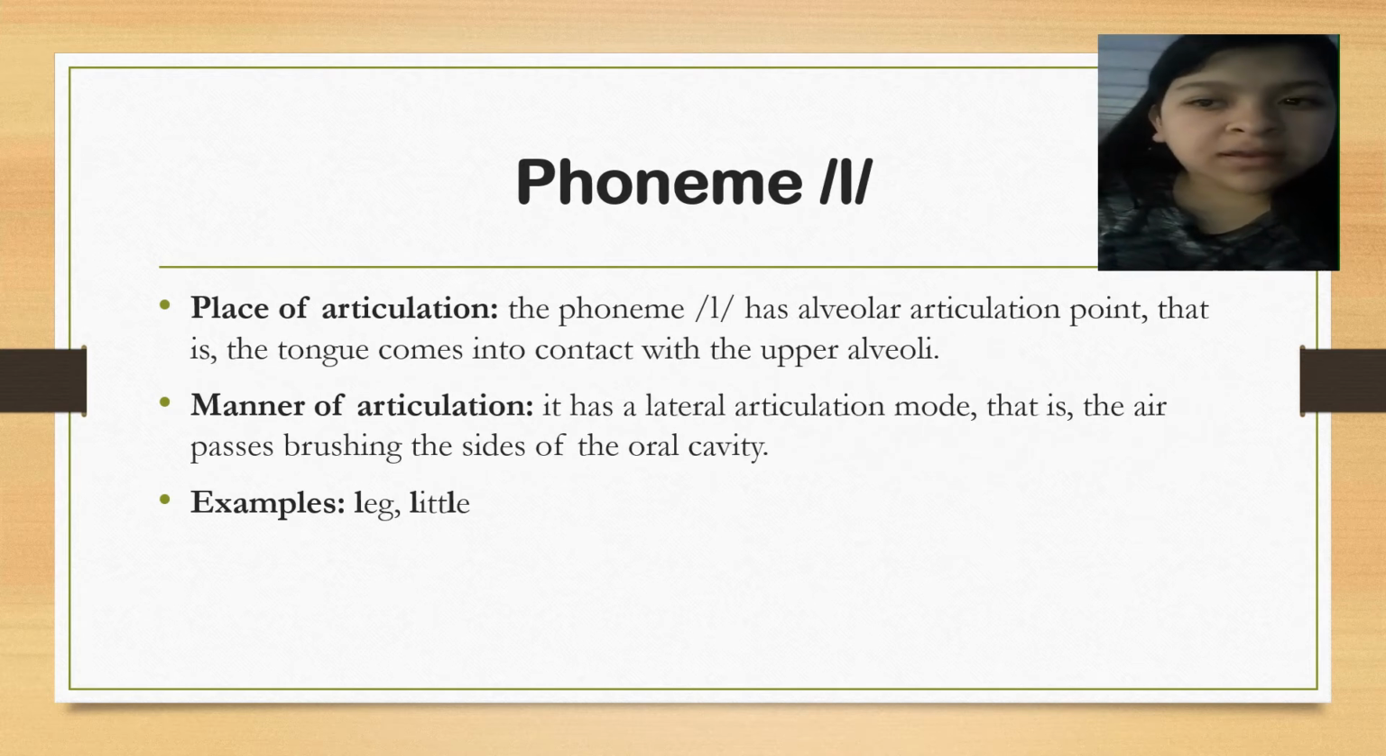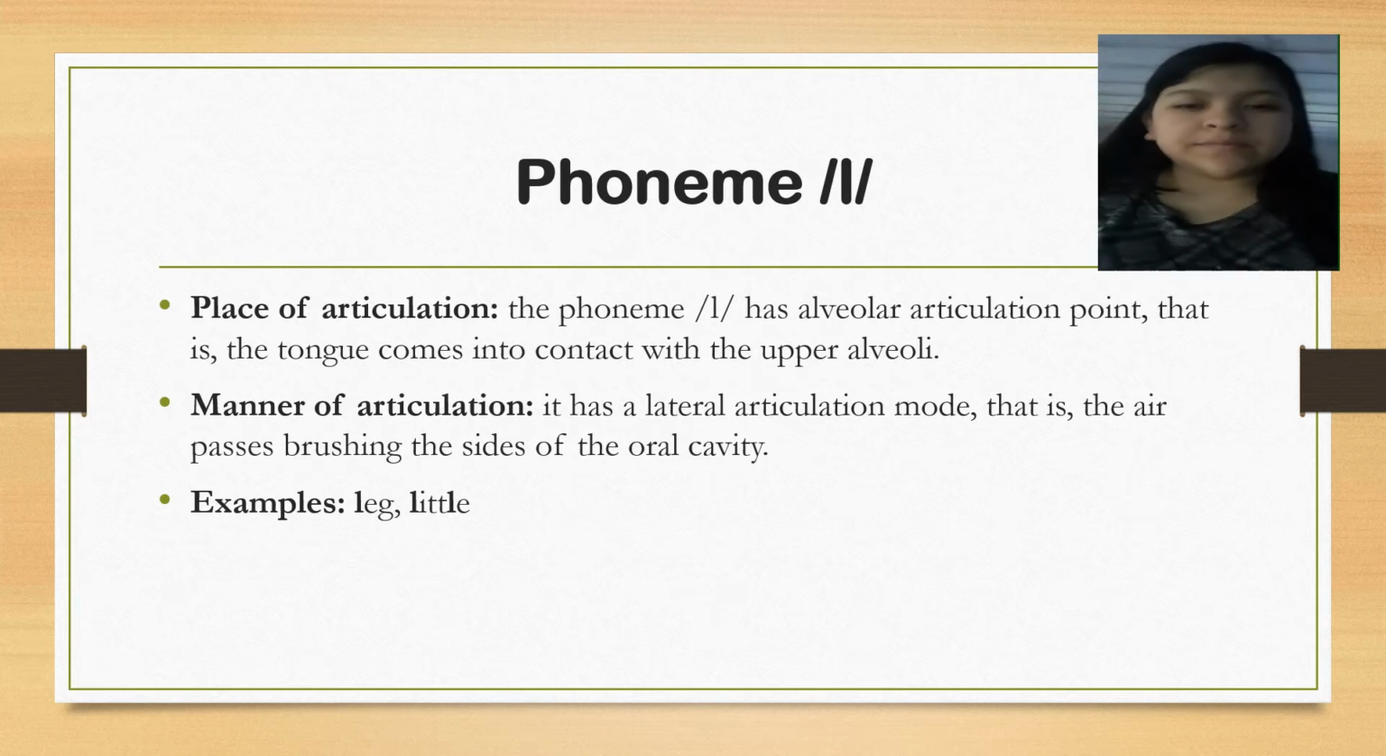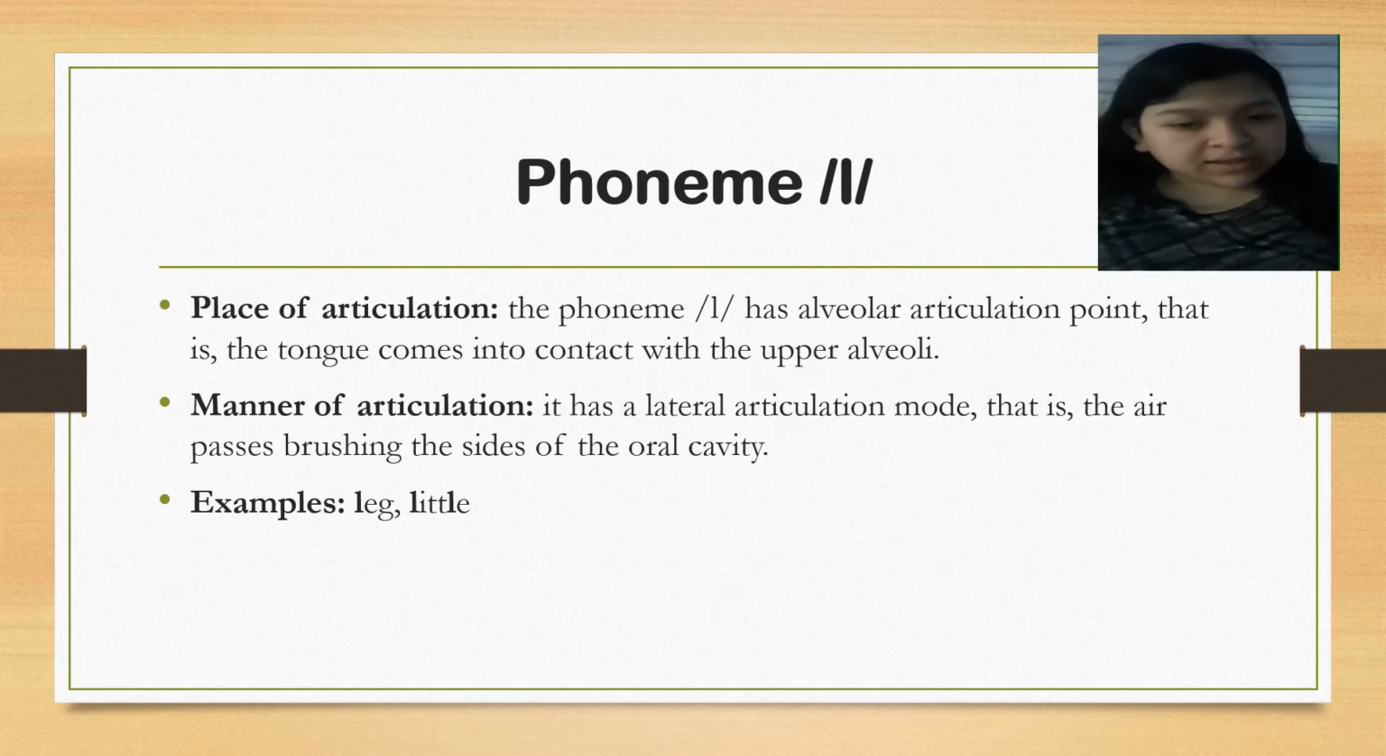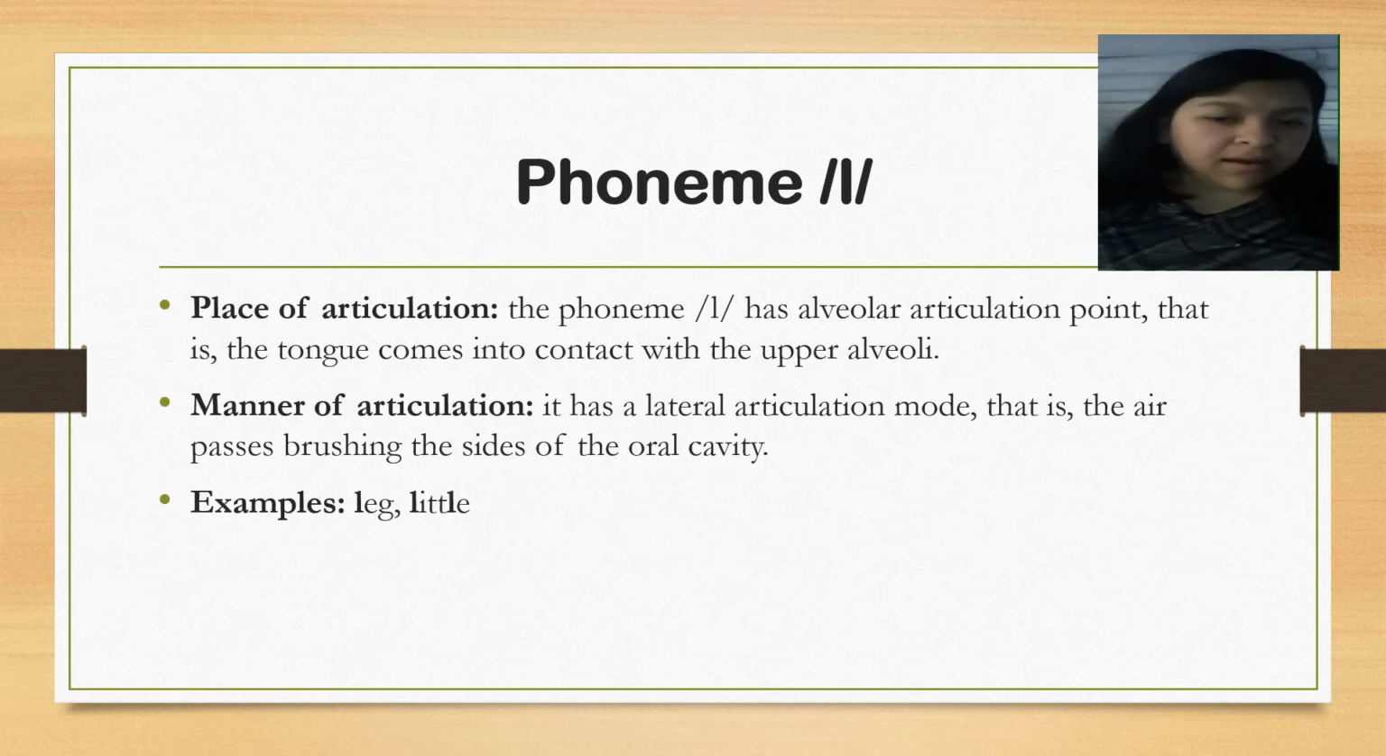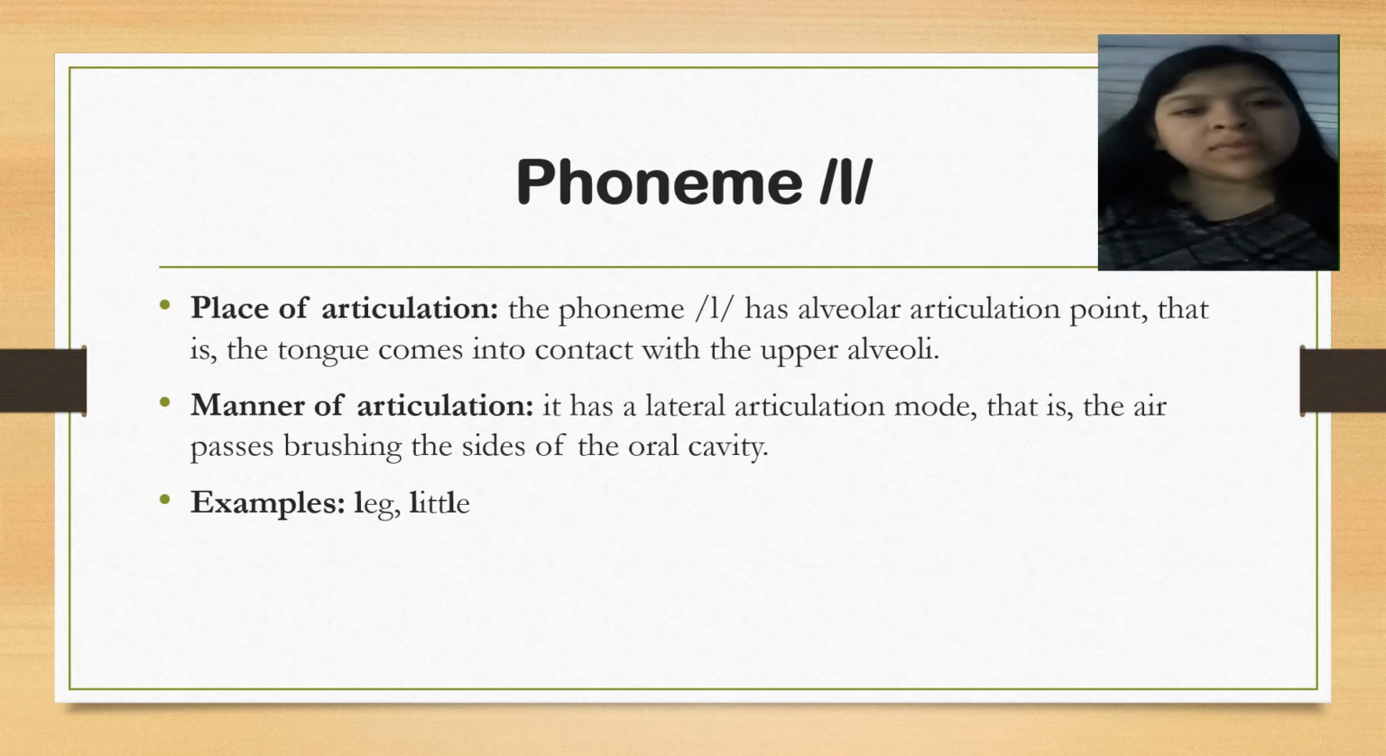Phoneme L. Place of articulation: the phoneme L has an alveolar articulation point, that is, the tongue comes into contact with the upper alveoli. It has a lateral articulation mode, that is, the air passes brushing the sides of the oral cavity. The pronunciation of this phoneme is L. Example: leg, little.